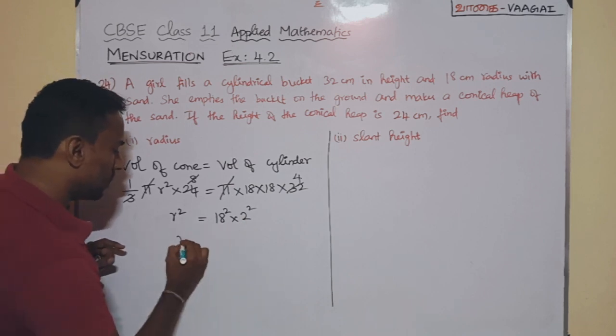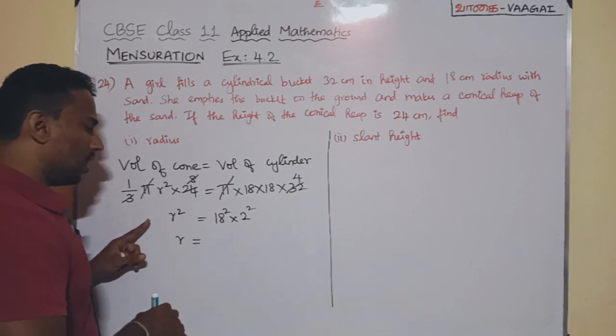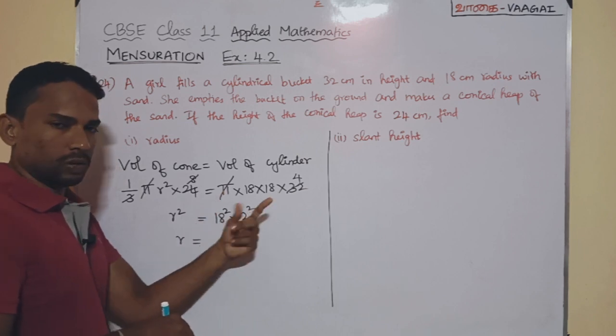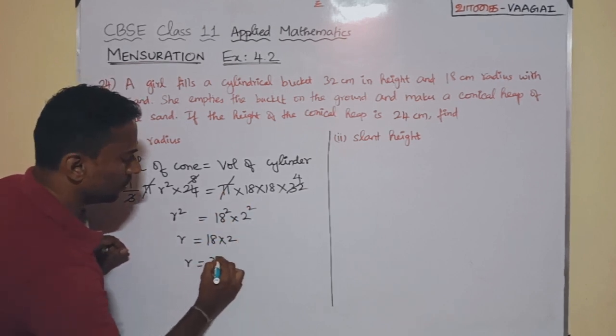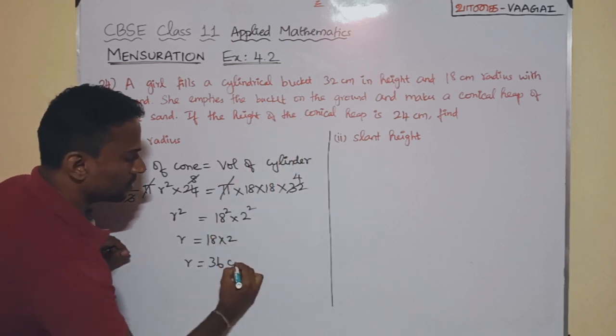Now we got an easy equation. Now see here, from this we can get r square is equal to 18 square into 2 square, which means r is equal to, simply I can get 18 into 2, which means r is equal to 36, and the units will be centimeter.